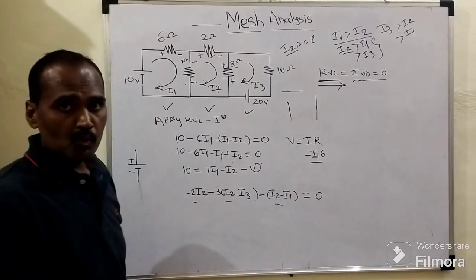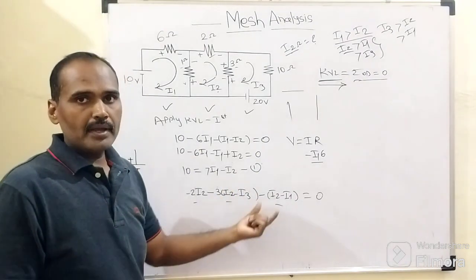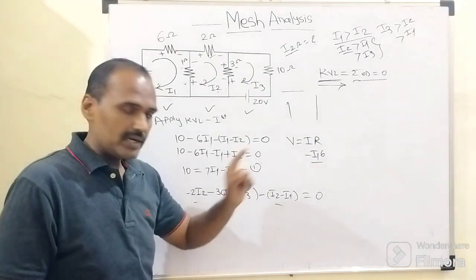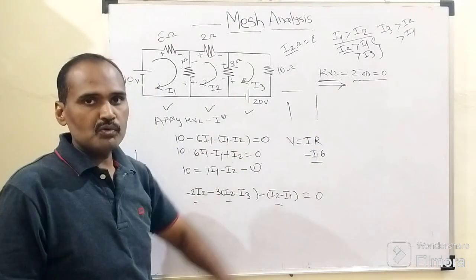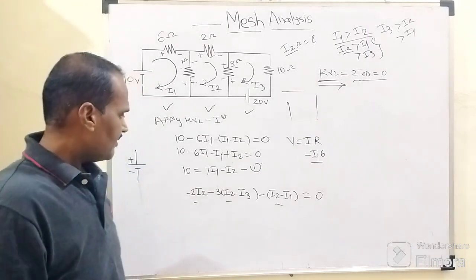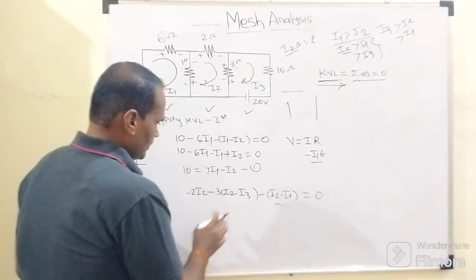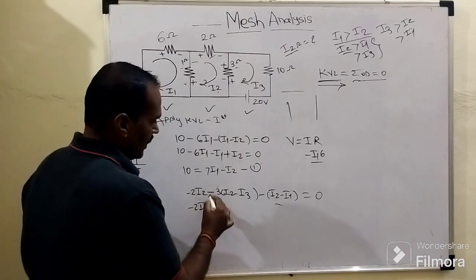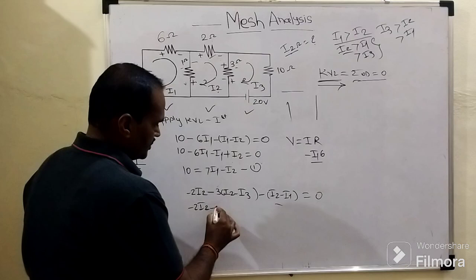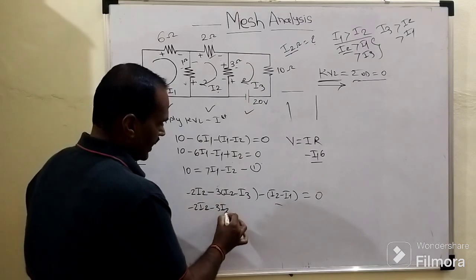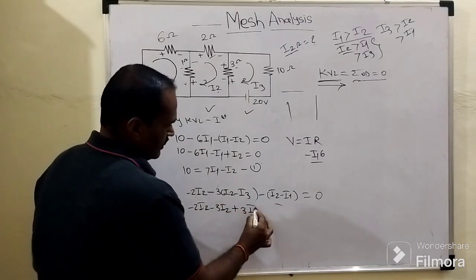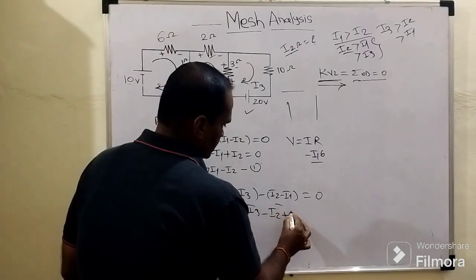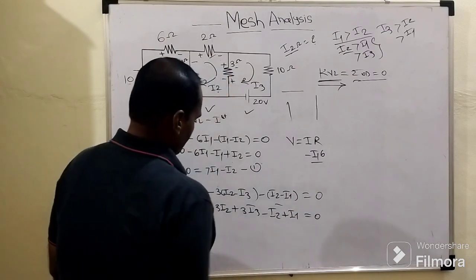The algebraic sum of all ohmic drops belonging to each and every element present within that closed conducting path equated to 0. That is nothing but Kirchhoff voltage law. Then after that, again we need to simplify this existing equation. So as a result, it will become minus 2 times I2. This minus will get multiplied with this parenthesis, so it will become minus 3 times I2 plus 3 times I3. Then similarly, minus I2 plus I1 equals to 0.